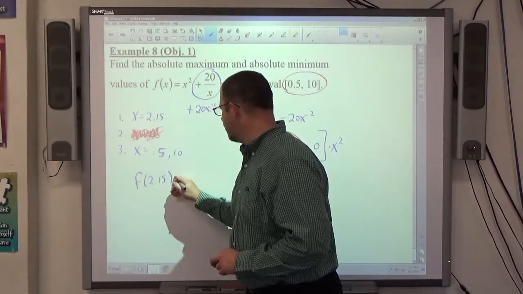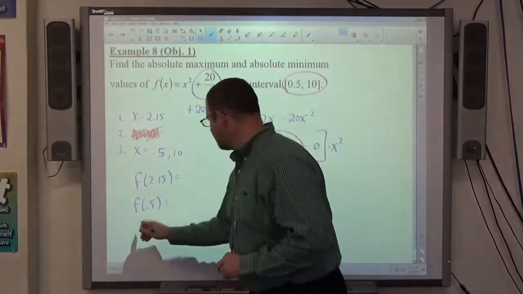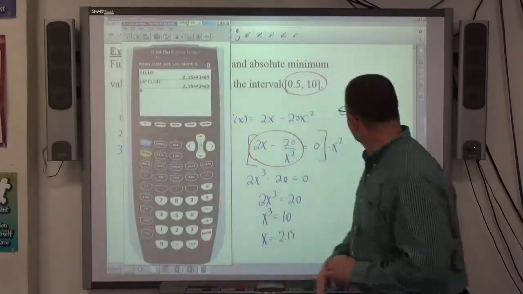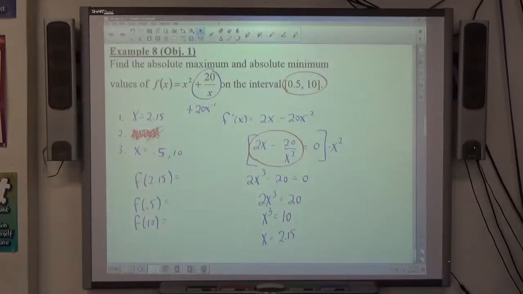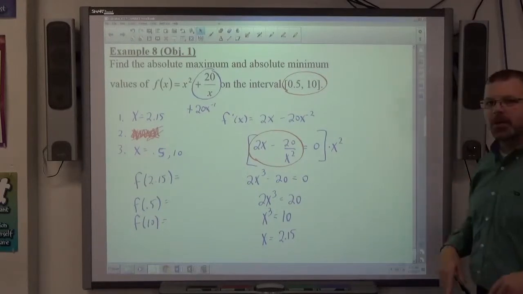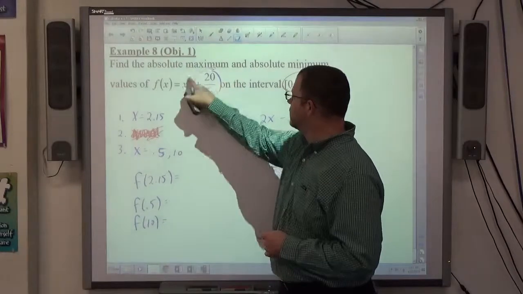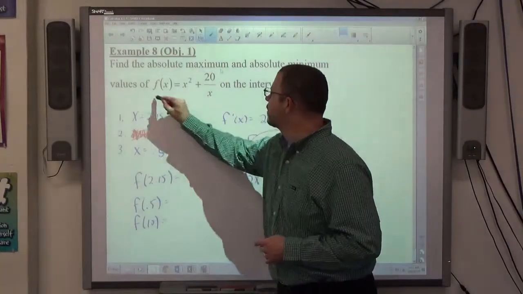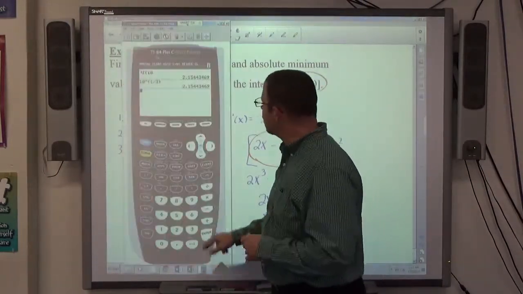f of 2.15 equals something, f of 0.5 equals something, and f of 10 equals something. It was 1.5, not 5.1, right? Yeah, 1.5. Good. For some reason I was thinking 5.1 in my head, and I kept writing 1.5, and I thought maybe I was doing it backwards. So now, what do we want to evaluate? The original function. So I want to evaluate this thing for these three numbers to establish the biggest and the smallest values.